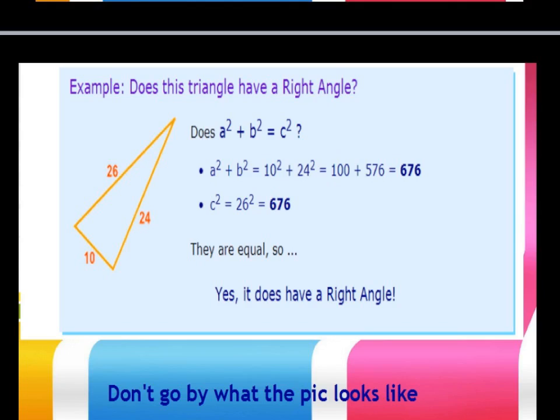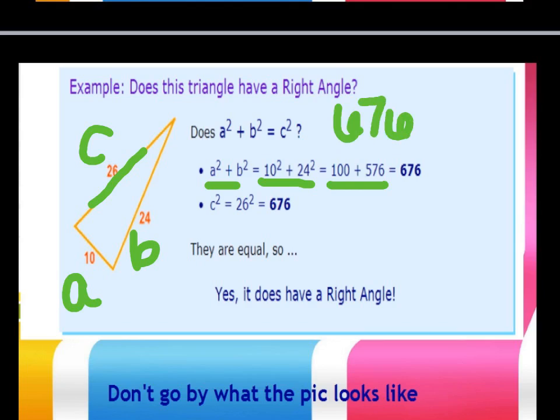So example number 1. The question is, does this triangle have a right angle, or is it a right triangle? So always choose the longest side to be C, the hypotenuse. So this is C, and we can say that this is A and this is B. Alright, so we plug in the numbers. A squared plus B squared, we plugged in 10 and 24. And when you actually square it, you get 100 plus 576. The sum of those two numbers is 676. So we've worked out the left side of the equation and we got 676.